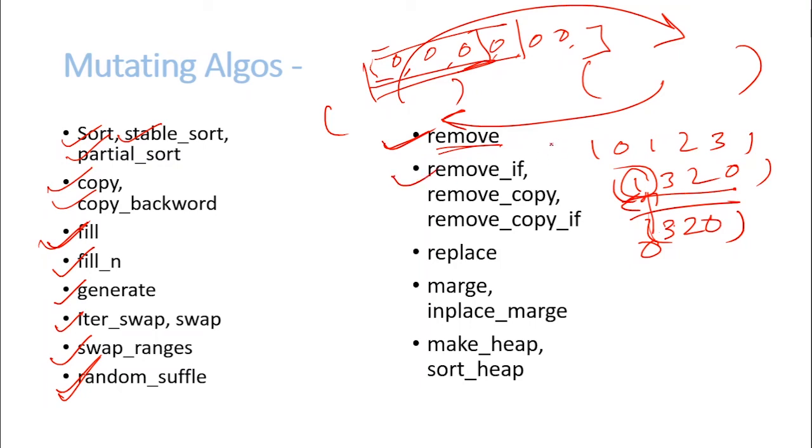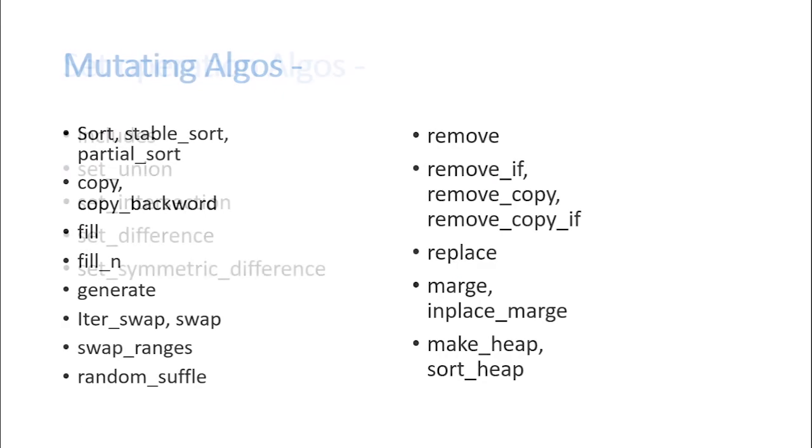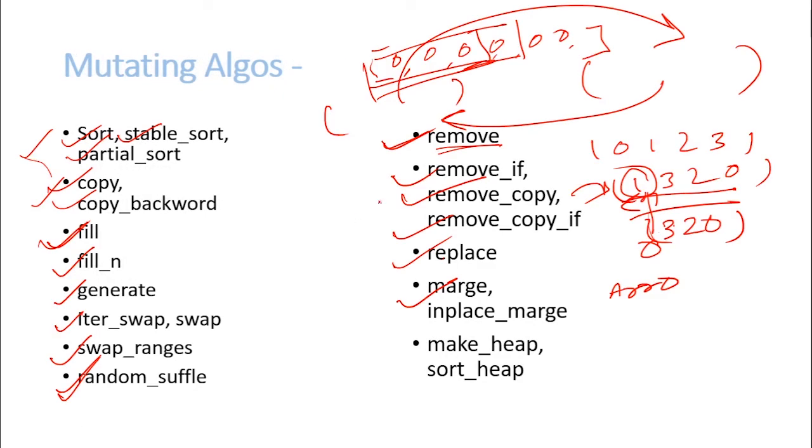Remove if takes a condition and, depending on the condition, removes the thing, and remove takes a value and removes that value. Remove copy removes the value but also makes a copy, and remove copy if is self-explanatory. Replace replaces a range of data, and merge merges two data structures into one single data structure, whatever it might be. It can even be a simple array, and all these algorithms will work on that array because arrays have that built in.